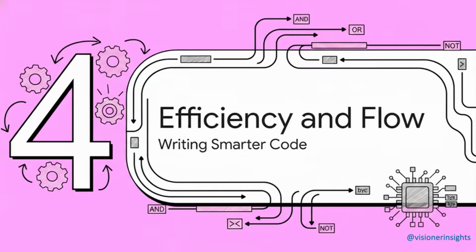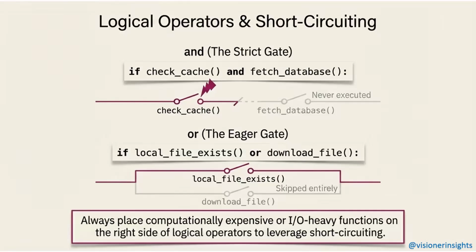Okay, so we know how to compare things. Now let's talk about controlling the flow of our program and writing smarter, more efficient code by taking advantage of how Python actually runs our logical operations. This is such a clever optimization. Think of the AND operator like a strict gate. If that first condition, check cache, turns out to be false, well, the whole expression can't possibly be true, right? The gate is already closed. So Python just completely skips running the second part.